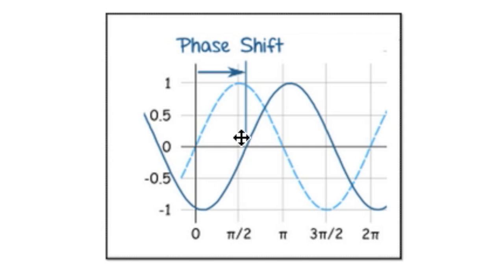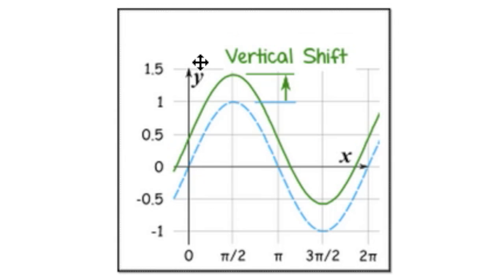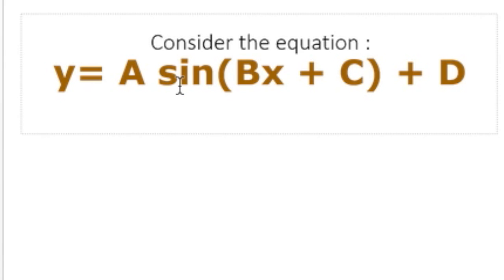A phase shift is how far the function is shifted horizontally from the usual position. So this part is our phase shift. Next, vertical shift is how far the function is vertically from the usual position. So this part is our vertical shift. Consider the equation y equals a sine bx plus c plus d.